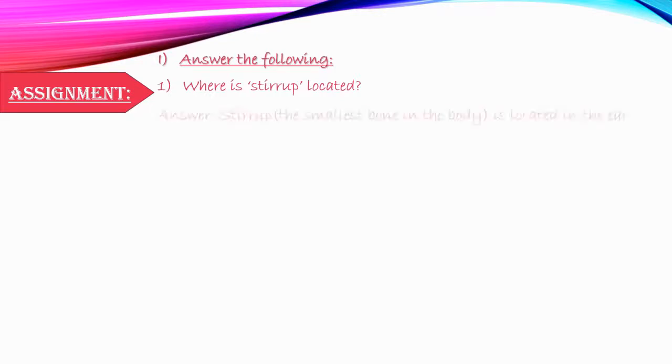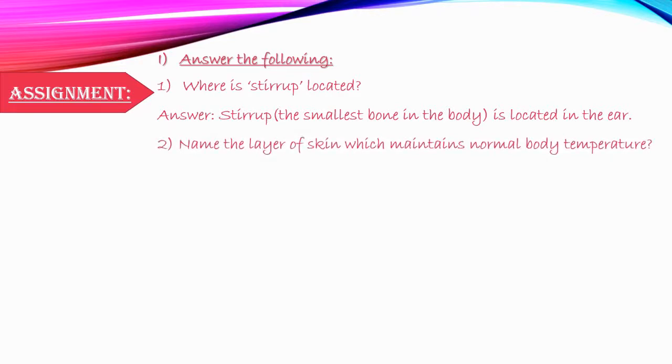Students, now here is an assignment for you all. You have to answer the following questions. The first question is, where is stirrup located? Yes, stirrup, that is the smallest bone in the body, is located in the ear. The second question, name the layer of skin which maintains normal body temperature. So which is the layer of the skin? Yes, subcutaneous layer maintains normal body temperature.